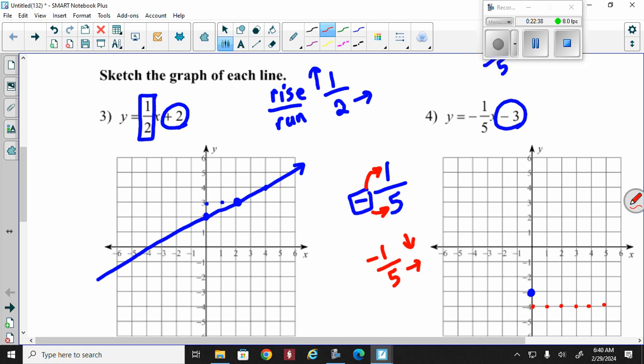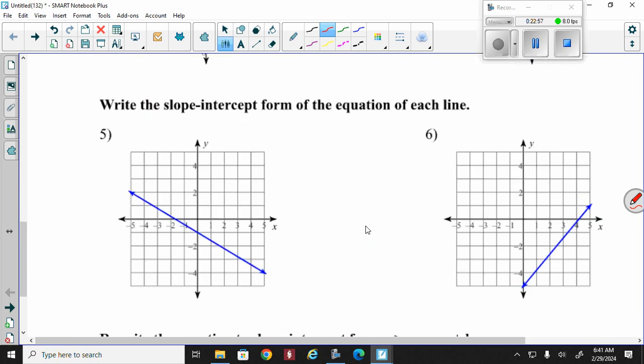Now you could also, if you wanted to, say positive 1 over negative 5. So that means you're going up 1 and then left 1, 2, 3, 4, 5. There you go. So there's my points here. Let's see if I can just freehand it here, something like that. There you go.